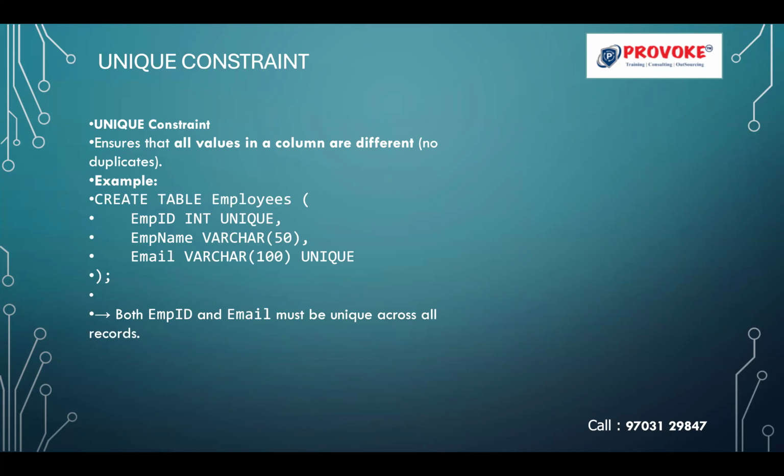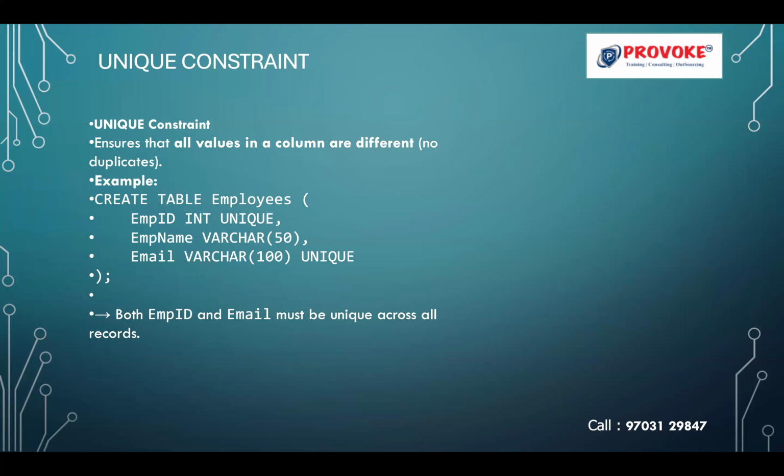Next is the unique constraint. The unique constraint ensures that all the values in the column are different, no duplicates. In the primary key also, we are taking care of the same thing. But this unique constraint is rechecking that there is no duplication of the values in the rows.